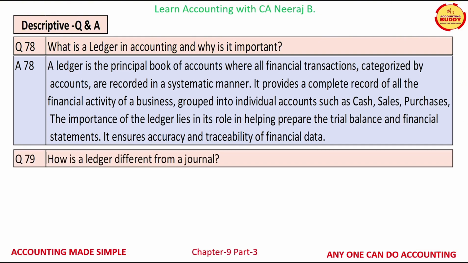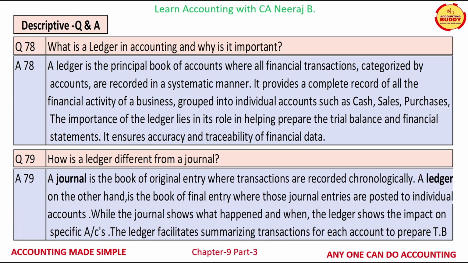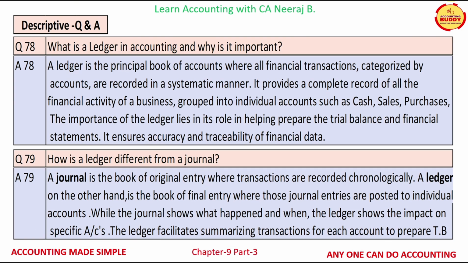Question number 79 is, how is a ledger different from a journal? And the answer is, a journal is the book of original entry where transactions are recorded chronologically. A ledger, on the other hand, is the book of final entry where those journal entries are posted to individual accounts. While the journal shows what happened and when, the ledger shows the impact on specific accounts. The ledger facilitates summarizing transactions for each account to prepare the trial balance.